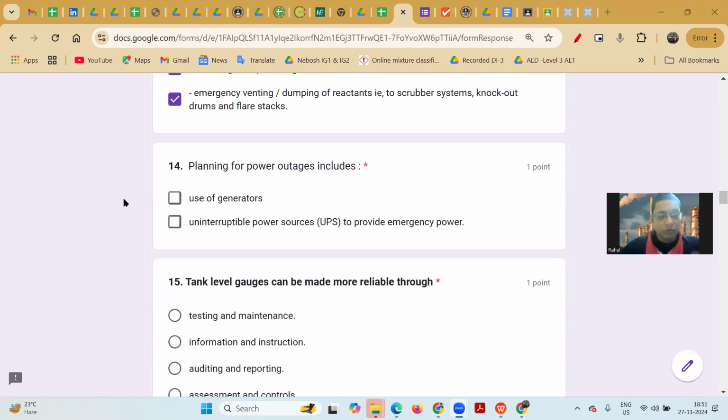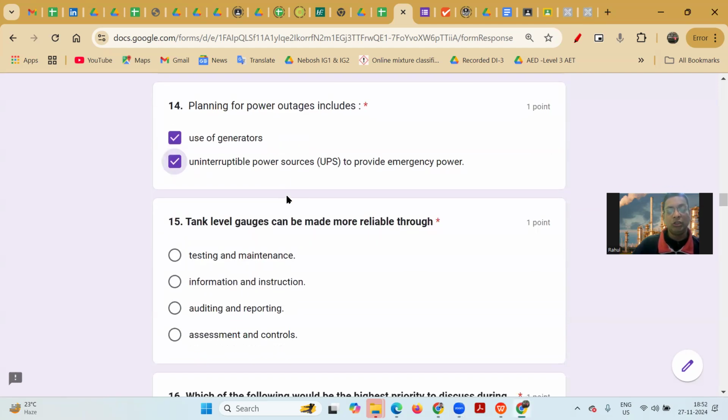Question number 14: the planning for power outage includes. Planning means that in any outage, the power will not be available in an emergency. So we can use generators and very big industrial UPS to provide emergency power.